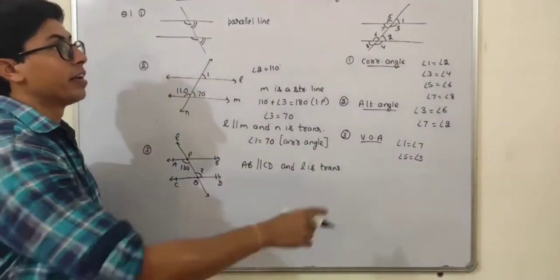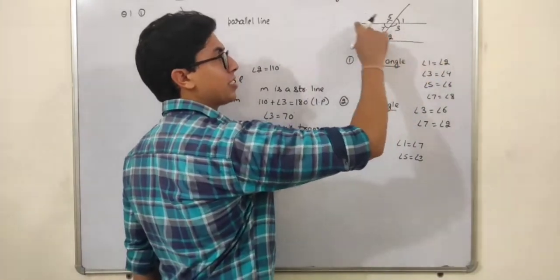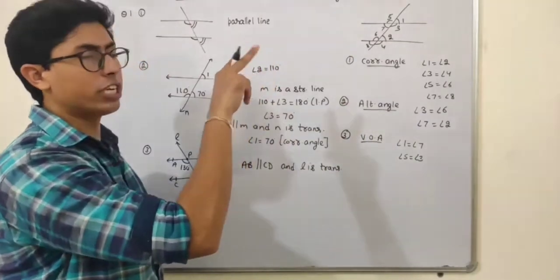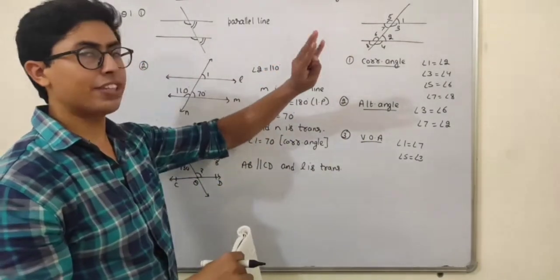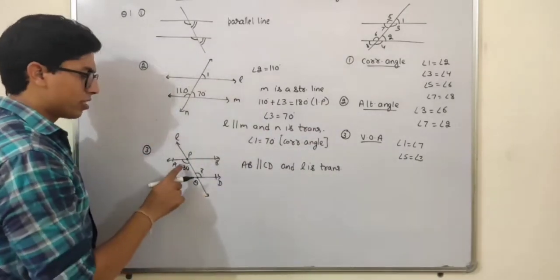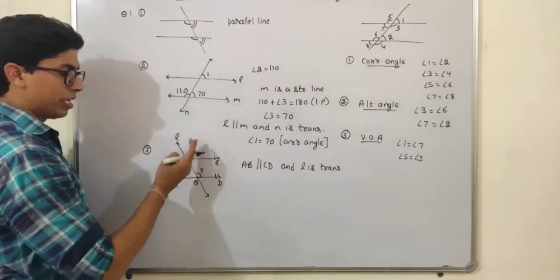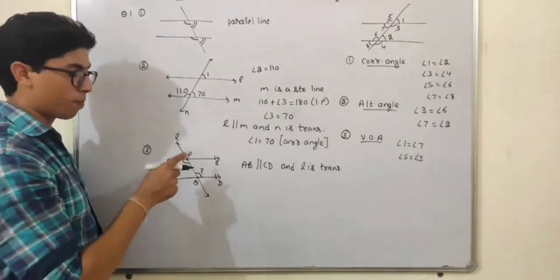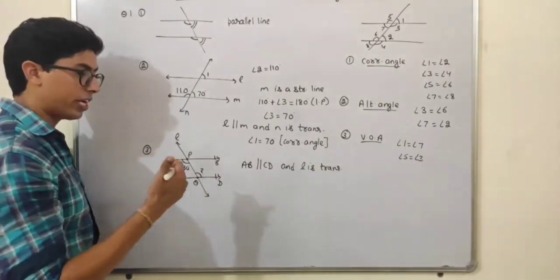So see, if these are two parallel lines and this is the transversal, angle 2 and angle 7 are opposite to each other with regard to the side, so they are equal because of alternate angles. This angle is on the left hand side of the transversal and this angle is on the right hand side of the transversal. So both of them will be equal because of alternate angles.